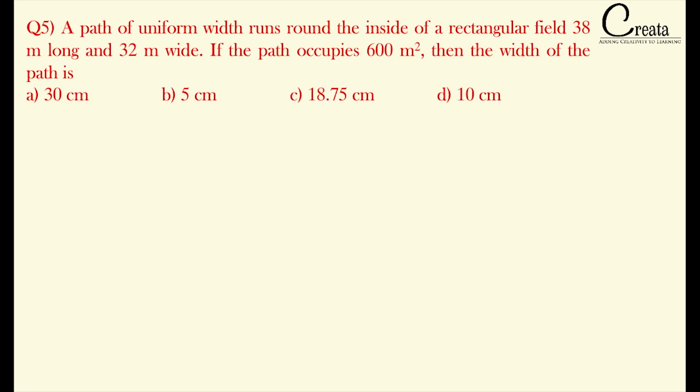The question is, a path of a uniform width runs around the inside of a rectangular field, 38 meter long and 32 meter wide. If the path occupies 600 meters square, then the width of the path is, 4 choices are given.